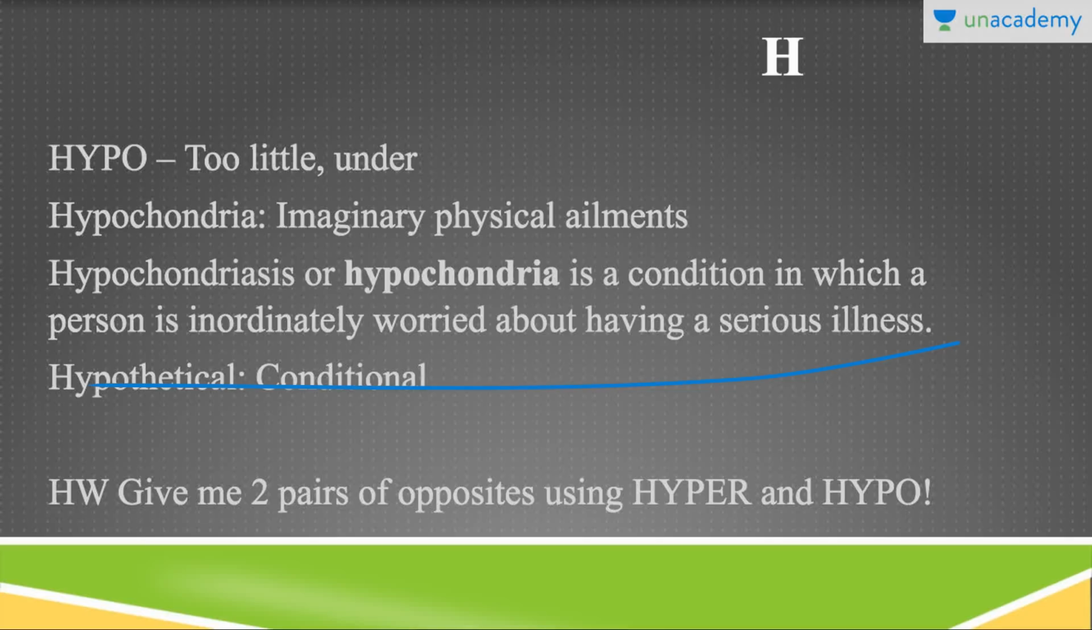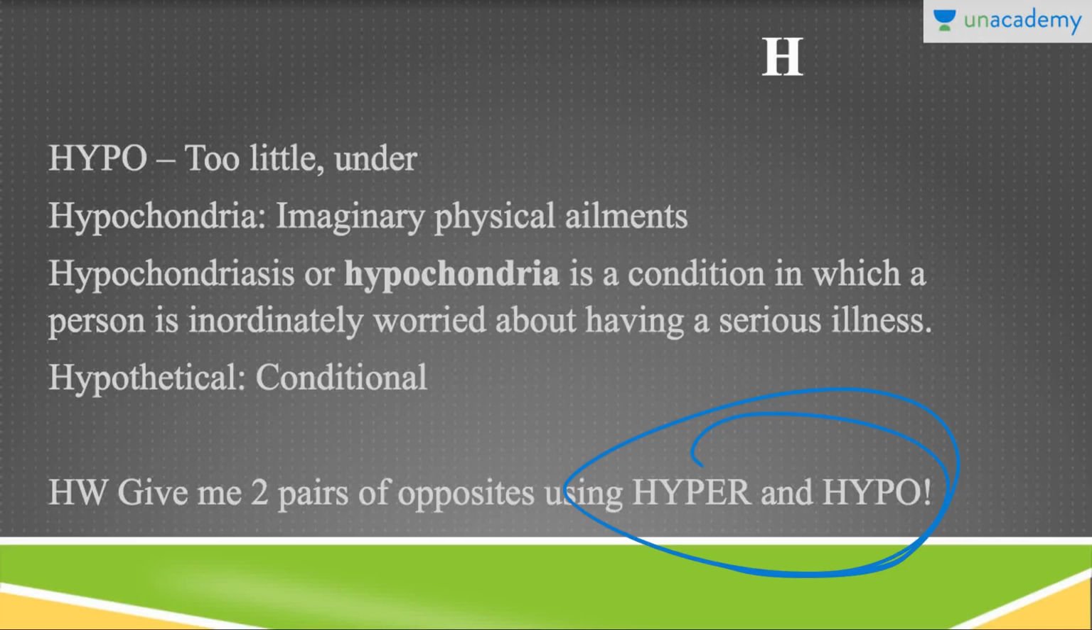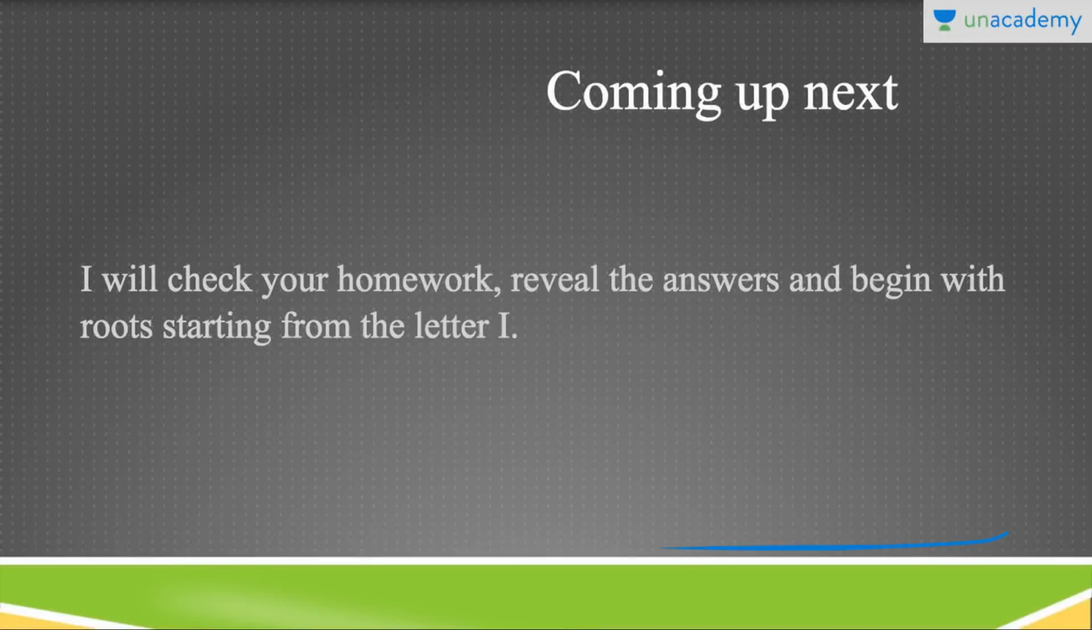Again, both these words that I have used, hypochondria and hypothetical, don't really go with the meaning of the root. So what I want you to do is give me two pairs of words that are opposites, where hyper and hypo are used. Like, okay, I just remembered a word, but I'm not going to tell you that word. So one word with hyper and the opposite of that with hypo, where the meaning of the root becomes a little clearer. Give me these two pairs of opposites using hyper and hypo, and I will wait for your words.